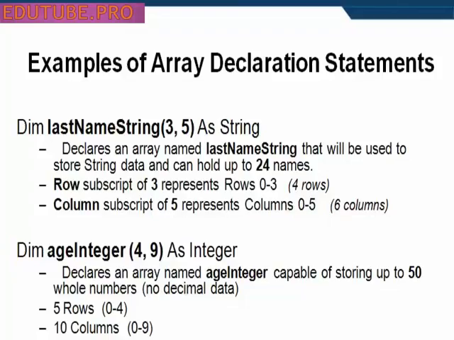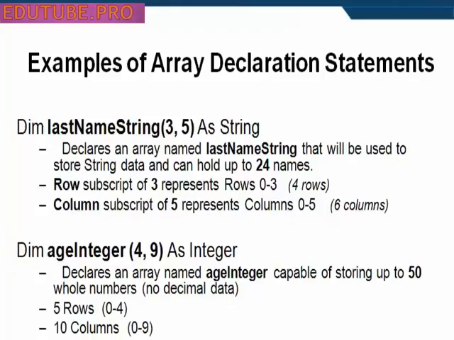In the second example, we have an array called AgeInteger, which is going to create an array capable of storing the integer data type. This particular array can hold up to 50 whole numbers, because there are 5 rows and 10 columns. Again, note that the 4 represents 0 through 4 rows, and the 9 represents 0 through 9 columns, therefore making this a 5 by 10 array capable of storing up to 50 numbers.